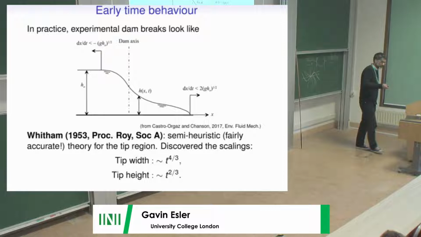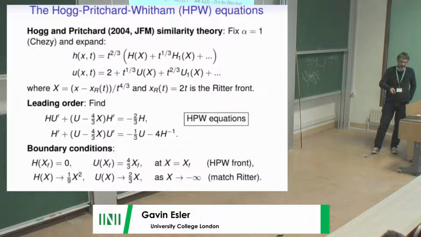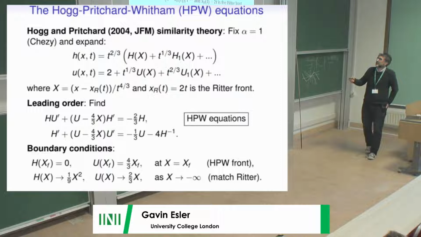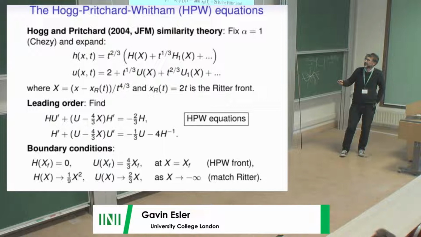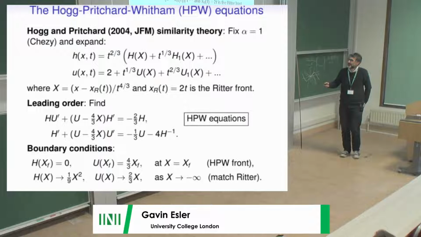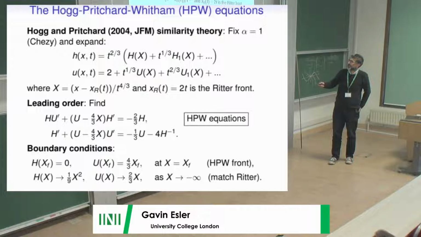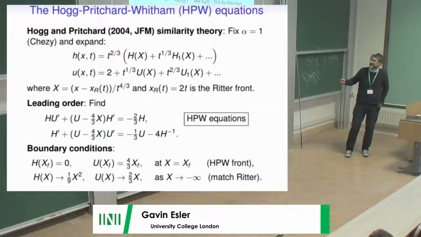The satisfactory version of that, I think, is given by Hogg and Pritchard in a 2004 paper, and they point out that you can create a similarity theory for what happens in the tip region if you expand H and U in the following expansions. The key variable here is the similarity variable x, which is the distance from the tip of the Ritter solution, so where the dam break would be if there was no friction, divided by time to the 4/3. When you plug this expansion into the shallow water equations, you get equations for the leading order height field and the velocity correction, which I'm going to call the Hogg-Pritchard-Whitham equations, or HPW for the rest of the talk.